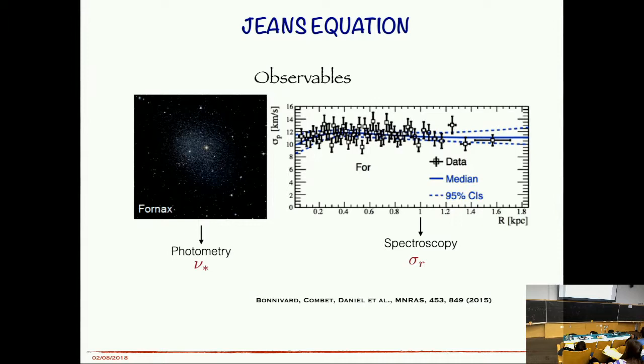Here you see the dispersion velocity as a function of the galactocentric radius, and it really looks like the rotation curve in spiral galaxies, but it's not, because the dwarf spheroidal galaxies are pressure supported objects and not rotationally supported. To read more about this kind of analysis, you can go to this work if you're interested. Basically, that's it. Any questions?